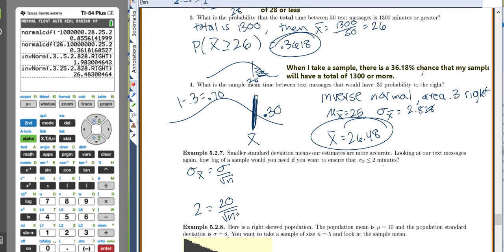and we want to know our sample size, we just put in everything we know, so we'll solve for n. So we'll have 2 times the square root of n equals 20, or square root of n equals 10, so n equals 100. And if you want to make sure it's less than or equal to 2, we'll just make this n greater than or equal to 100.